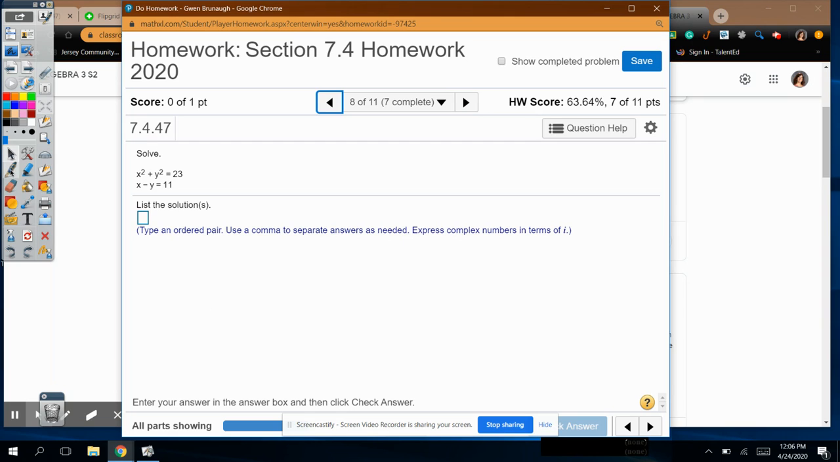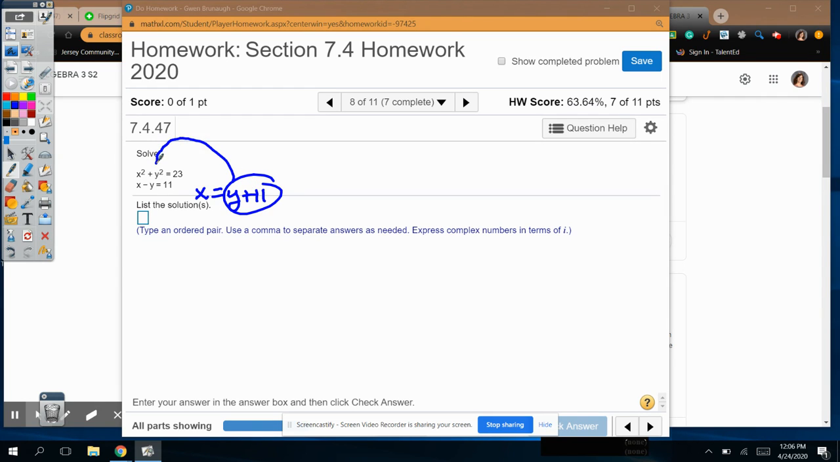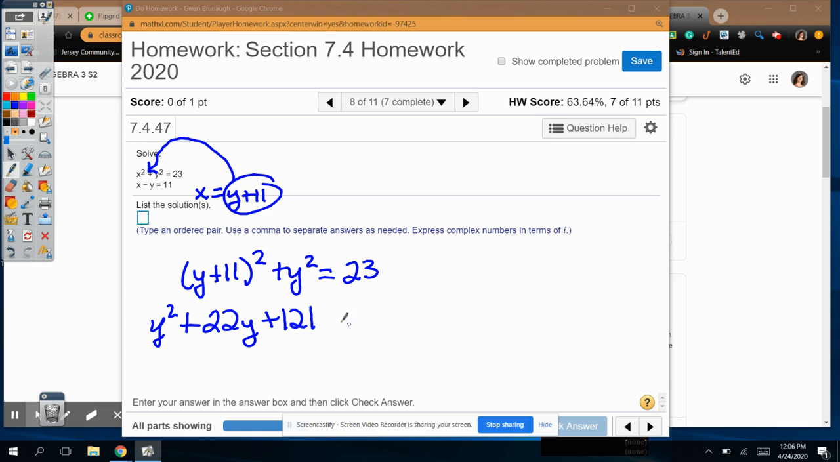I'm going to do substitution. Again, I'm going to get x by itself, and that would be y plus 11. So I'm going to plug y plus 11 in for x there. So it'll be y plus 11 squared plus y squared equals 23. This will double distribute. Y squared plus 11y and 11y, it's 22y, plus 121 plus y squared is 23.